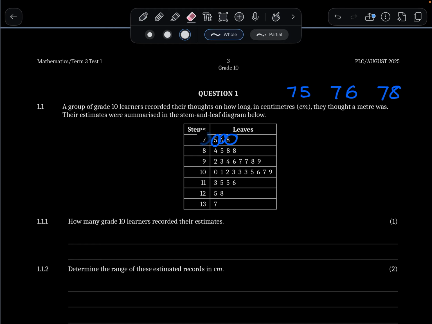First of all, they ask how many grade 10 learners recorded their estimates, so we can just count the leaves. 1, 2, 3, 4, 5, 6, 7, 8, 9, 10, 11, 12, 13, 14, 15, 16, 17, 18, 19, 20, 21, 22, 23, 24, 25, 26, 27, 28, 29, 30, 31, 32. That is 32 learners.